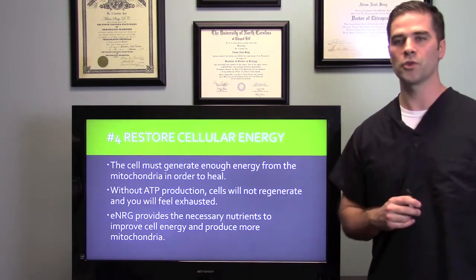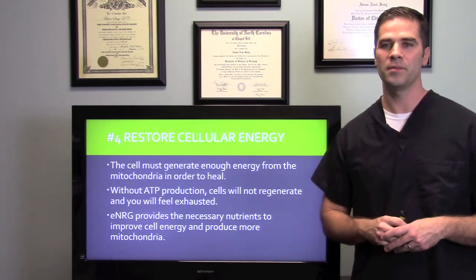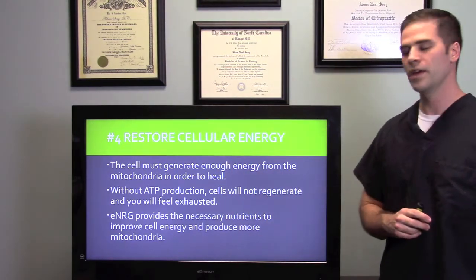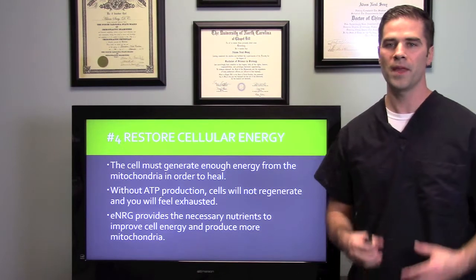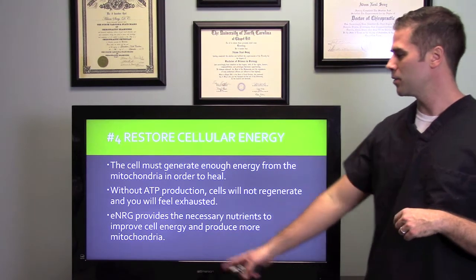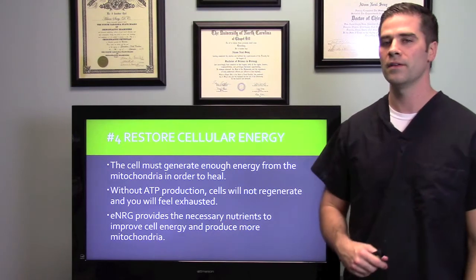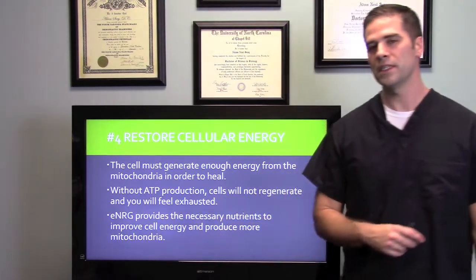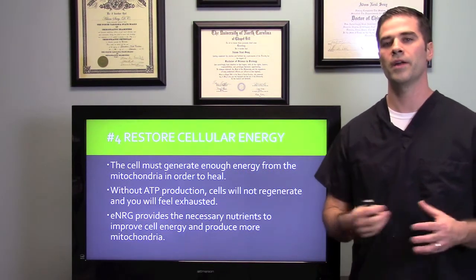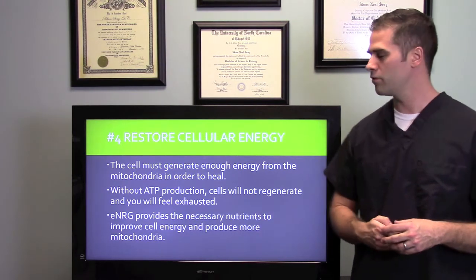The fourth thing is we want to restore cellular energy, because many of you are run down and your mitochondria are not kicking out ATP because of all the inflammation that Lyme is producing. So the cell must generate enough energy from the mitochondria in order to heal. And the mitochondria is where all your ATP comes from. So that's your powerhouse of the cell. So without ATP production, your cells will not regenerate and you will feel exhausted and run down. One product that we use is eNRG. eNRG provides the necessary nutrients to improve that mitochondrial function to kick out more ATP. So this product works very well to kind of get that kick started for you.